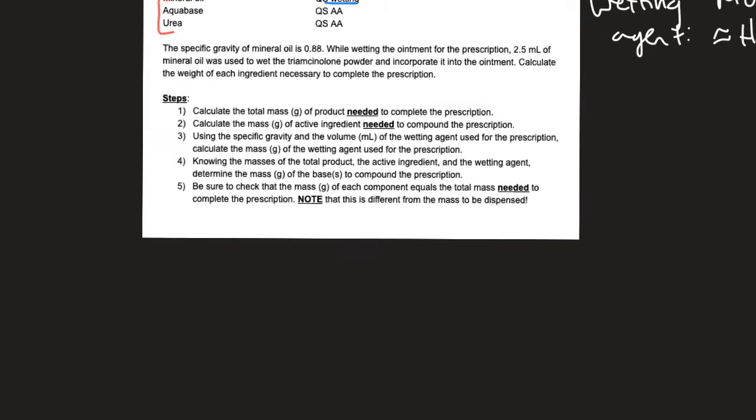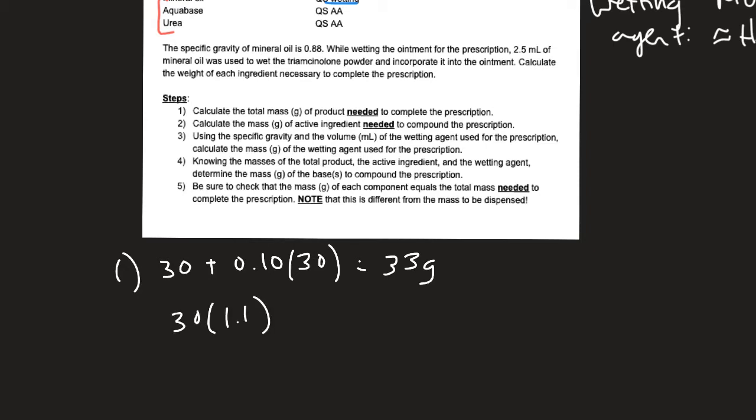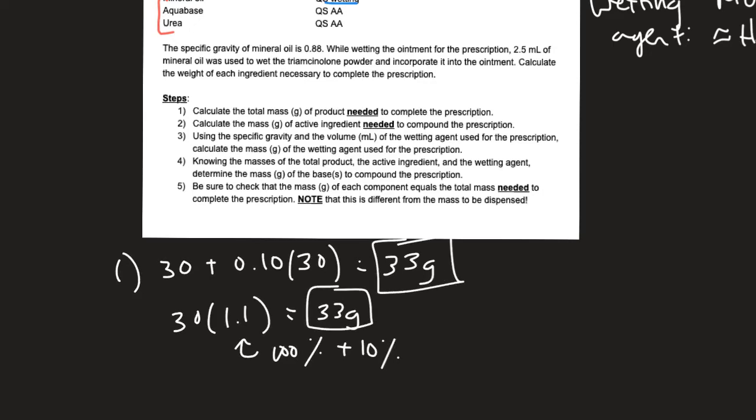So step 1, you can do it two ways. 30 grams plus 10% of 30 gives you 33 grams. You can do it another way where 30 times 1.1, where 1.1 accounts for the 100% plus the 10%, gives you 33 grams. So we're going to need a total of 33 grams of product.